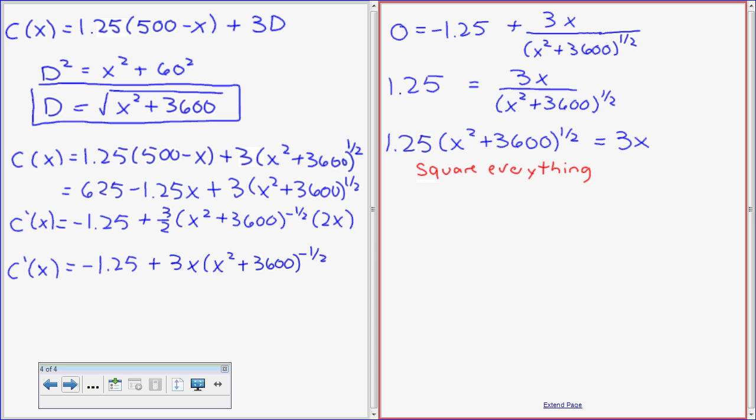So it's going to be 1.25 squared times x squared plus 3600 equals 9x squared. So we square every single term there. What's 1.25 squared? 25 over 16, which is 1.5625. So we just confirm that. 1.5625, yeah.